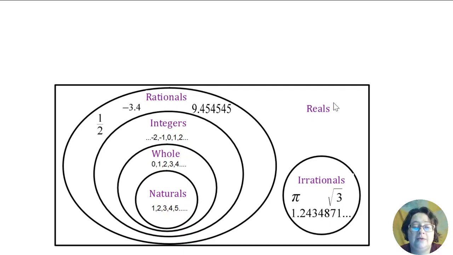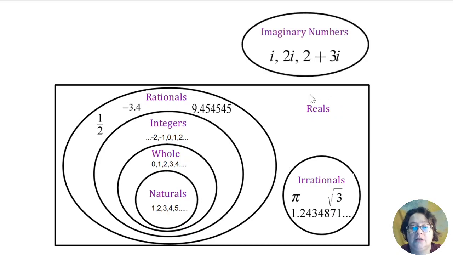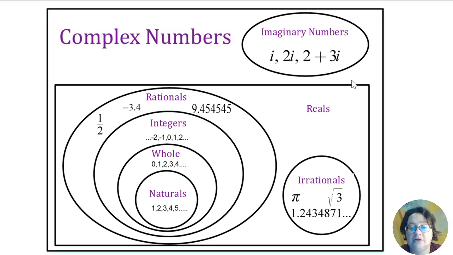So those are what we've worked with so far. But now we're adding in our imaginary numbers. So i, or 2 times i, or 2 plus 3i, and that's in what we call the complex number system. So we're going to pause on that for a little bit, but we are going to come back to it again with our next lesson. And in the meantime, let's go ahead and look at the discriminant.